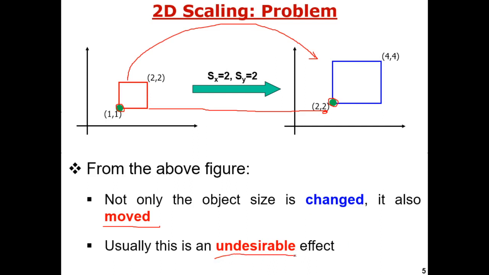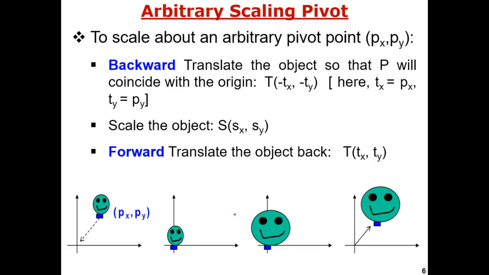So how do we prevent these undesirable events? Here is the next solution. For that we have to decide a point that is known as a pivot point. Based on that point you scale up or scale down the object. So you need a reference point to prevent this kind of undesirable condition, by selecting an arbitrary scaling point. Suppose this is a point px and py.